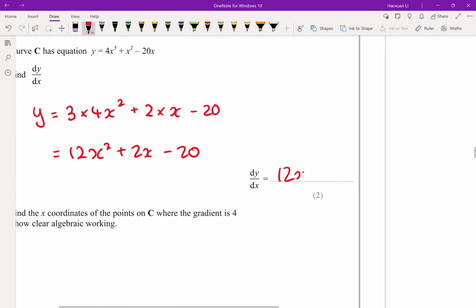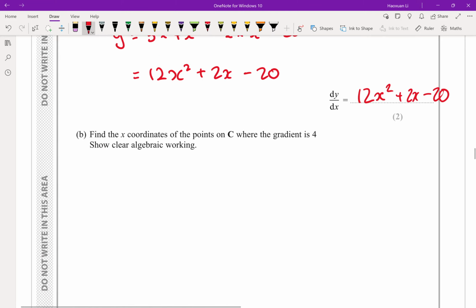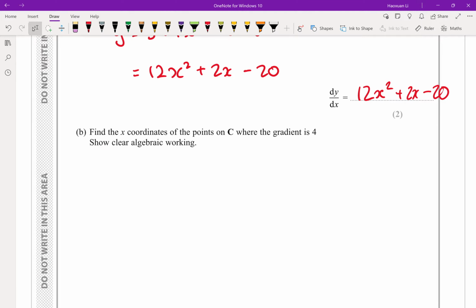And here is your answer. Find the x coordinates of the point on C where the gradient is 4.